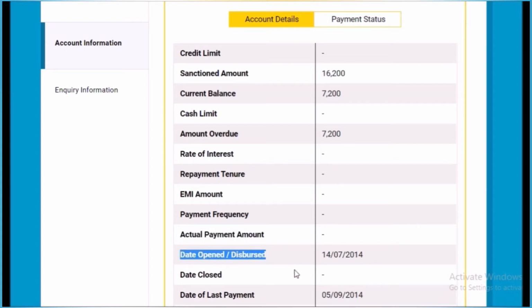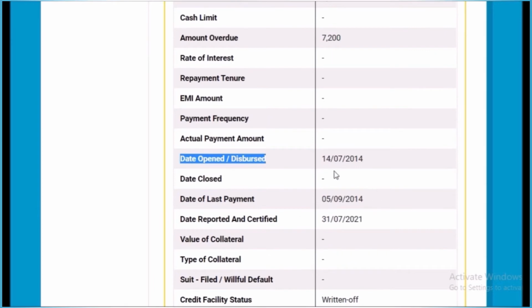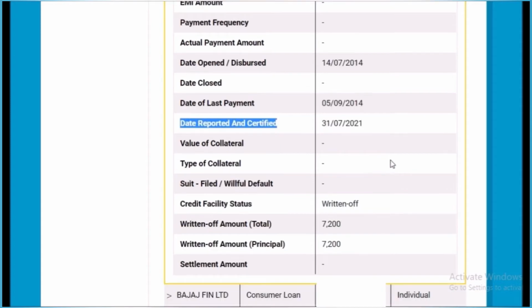Date opened and disbursed. This is when you got the loan amount. The date when you got the loan amount. Date closed. If at all you closed the loan or credit card account, the date will be mentioned here. Date of last payment. This is the date when you made the last payment towards the loan or credit card dues. Date reported and certified. This is when the lenders last reported to CIBIL. Value of collateral. This is the value of the collateral, the amount of the collateral. Type of collateral. What's the type of collateral that you have given to the bank?